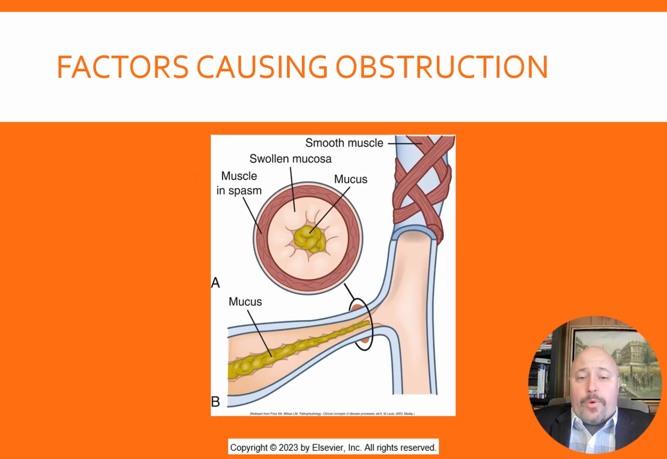From figure 31.5, factors causing expiratory obstruction in asthma. In figure A, we show that cross-section of the bronchiole occluded by a muscle spasm, edema of the mucosa, and mucus in the lumen. And then in B there, we see that longitudinal section of the bronchiole.